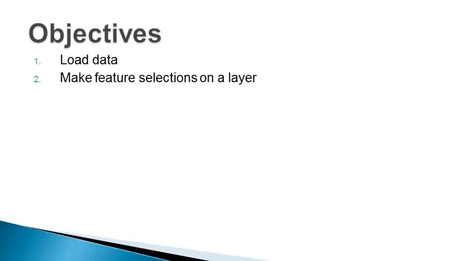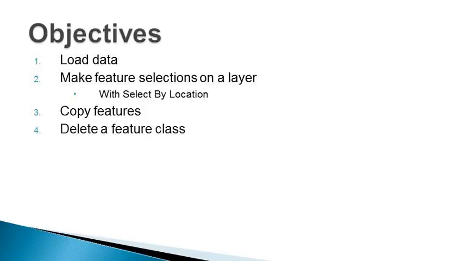Second, we'll narrow down our parks feature class to a smaller set of features, just like we did before with cities and counties. And then we'll use a select by location query for that. Third, we'll copy our subset of parks into a new feature class. And fourth, we'll delete the old parks feature class from Ready Data and then replace it with the new one.